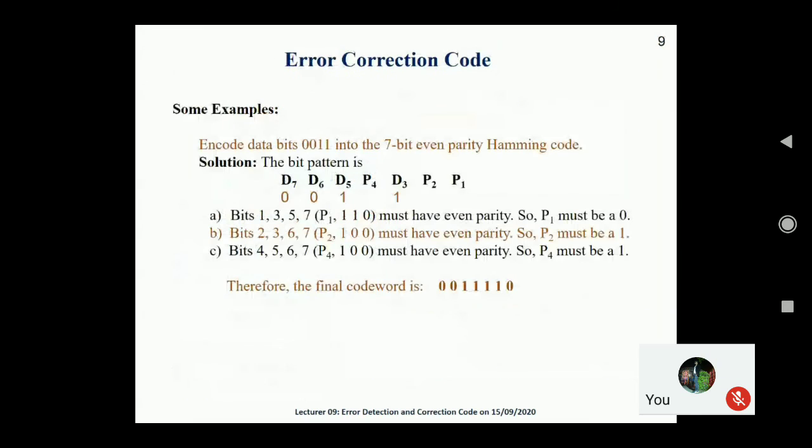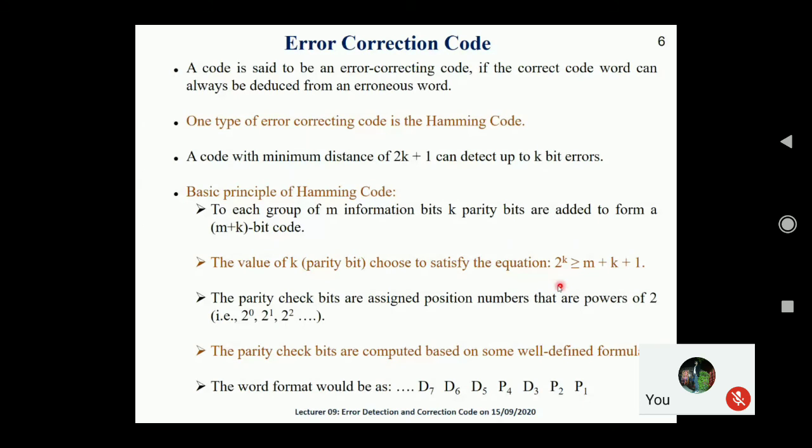So what happens when this type of question comes? Encode the data bits 0011 into 7-bit even parity. So in this question, it is specifically mentioned that you should use the concept of even parity Hamming code. Don't use the concept of odd parity. We are talking about only 7-bit. So here the parity bits are 3 and the data bits are 4. Why 3 and 4? Because I have already discussed, based on this formula, 2 to the power k greater than or equal to m plus k plus 1.